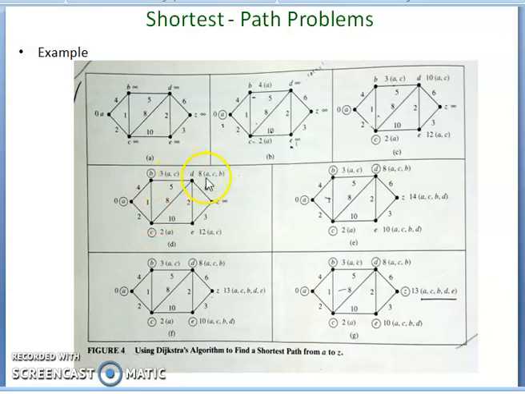Then you compare. Previously the length of D is 10, the way is A to C, C to D. Now suppose you move from B to D, what is the length? Up to B, the length is 3, and 3 plus 5 is 8. 8 is less than 10. So you remove the 10 and update with 8.